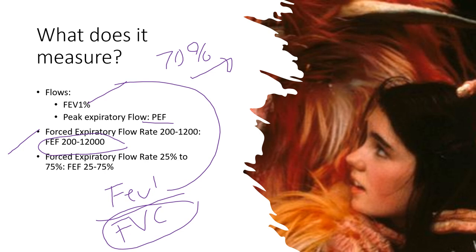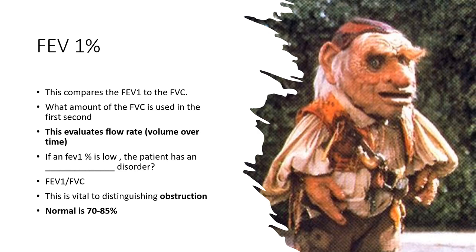So the FEV1%, this compares the FEV1 to FVC like we were talking about before. What makes this percent a percent is we're going to take the FEV1 that the test gives us, and we're going to compare it to the forced vital capacity number that we've seen there. So that should be helpful. All right, so that's what makes it the percent. This amount is used to help us understand how their small airways are functioning. So it looks at flow rate, which by definition is volume over time. If an FEV1 percent is low, then that usually means the patient has an obstructive disorder, right? So FEV1 to FVC, if it's low, then that usually means it's obstructive.